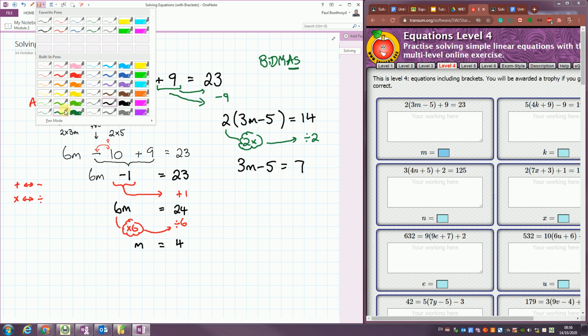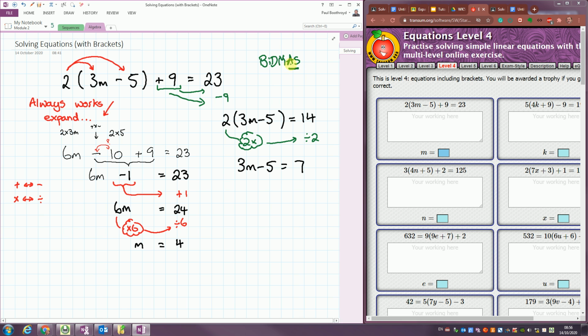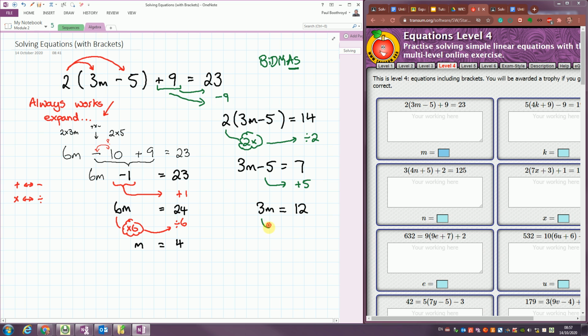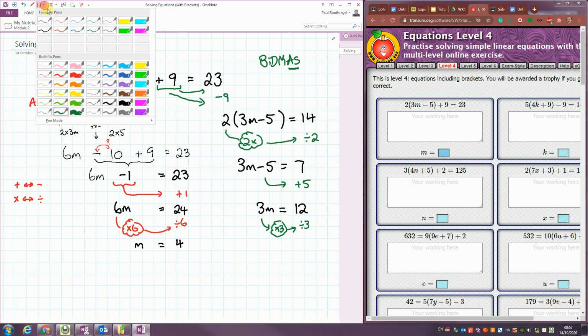Same thing again, we're now breaking the adds and subtracts. We can take the minus 5 to the other side and it becomes a plus 5, or we can say add 5 to both sides. We get 3m is equal to 12. Take the 3, that's a times 3. On the other side it becomes divide by 3. So m is equal to 4 again.